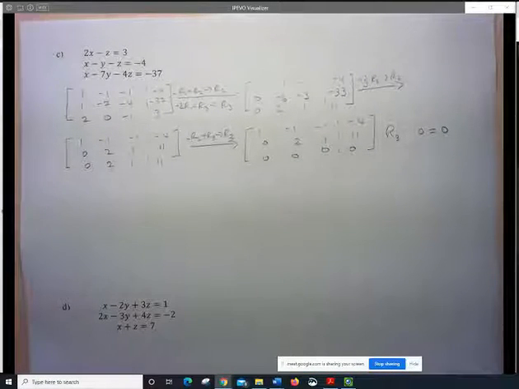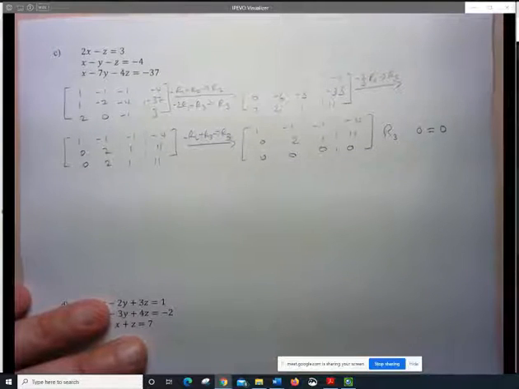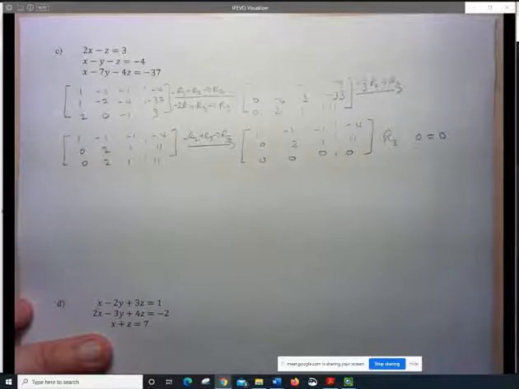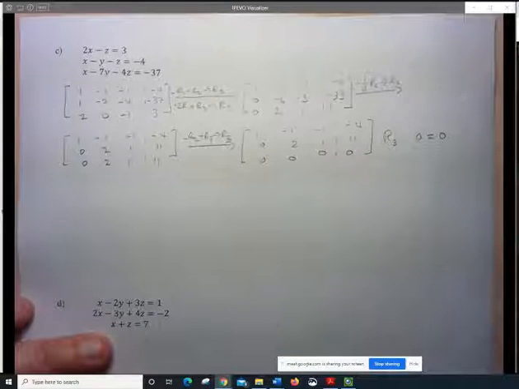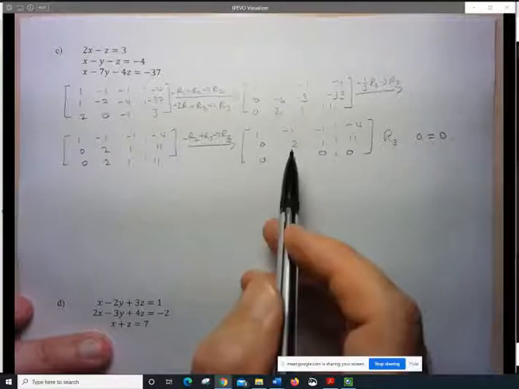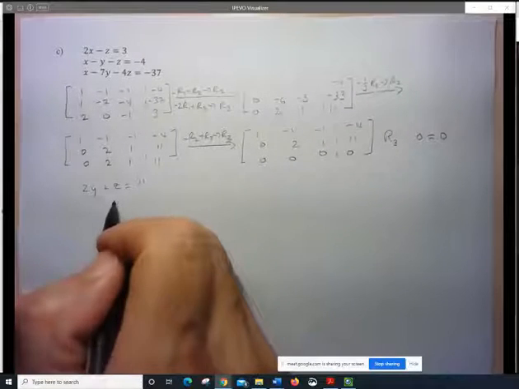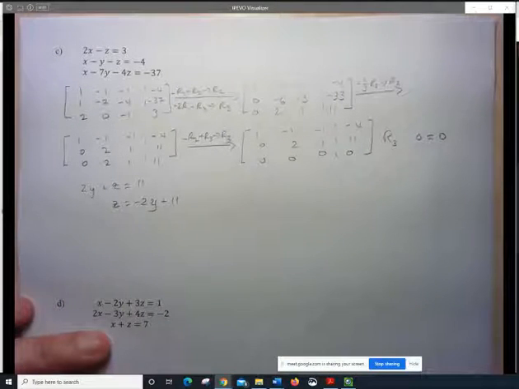So thinking about what we would have done in the past, how might you use row 2 to help start this trek to describing these solutions? What could I use row 2 to help me do? There you go. I can use it to help me isolate a variable because I know that this represents 2y plus z equals 11. And so I'm able to write z in terms of y. And then I'm doing exactly what I did before.